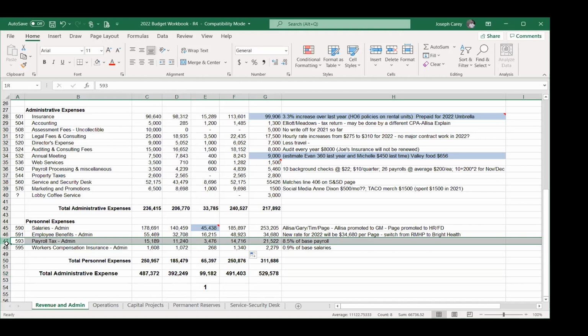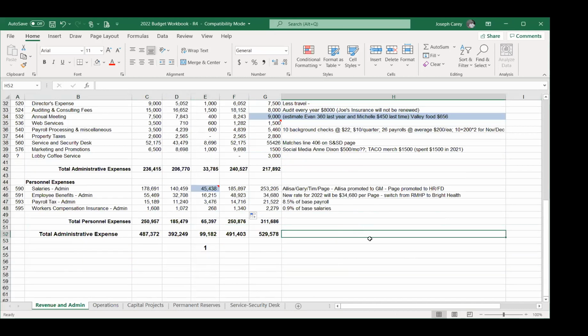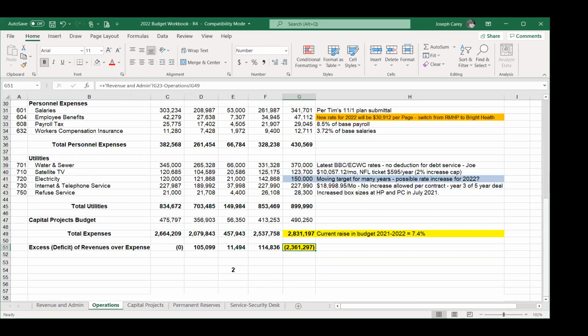Okay, so lines 47 and 48, payroll tax and workman's comp insurance premiums, those are a straight percentage of the base salary. So those are the numbers right there. And that finishes off this page. Right. Rick left. Rick went to the back. Okay, so we're gonna go to the operations page.